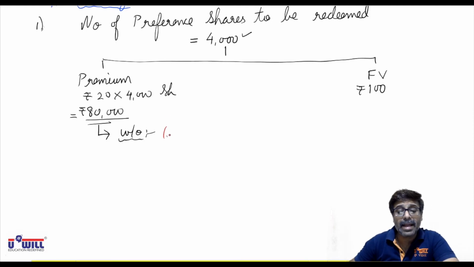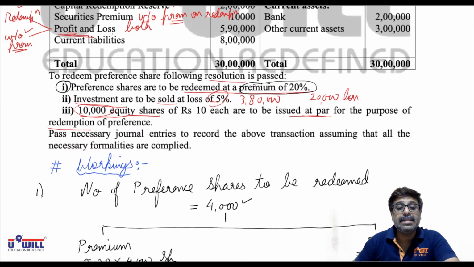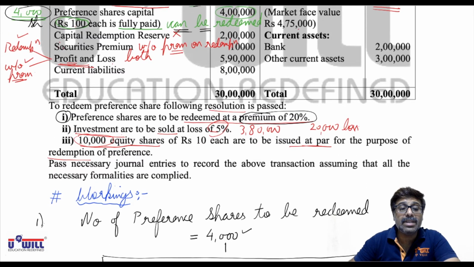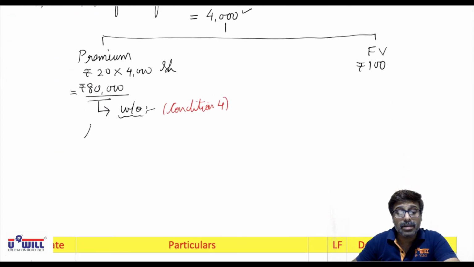Here we have to apply condition 4. What condition 4 did we study of section 55? Premium on redemption of preference shares shall be written off or provided from first priority security premium account. How much is security premium account in the question? 10,000. So out of this 80,000, the security premium used will be 10,000.